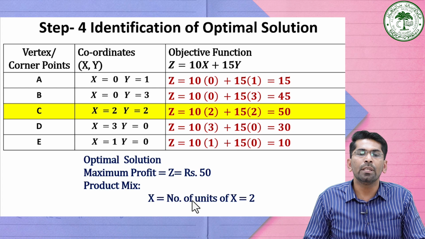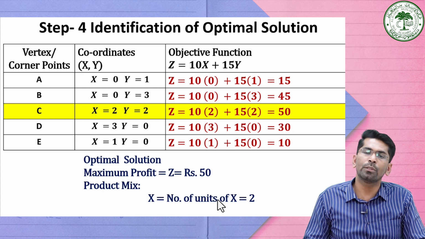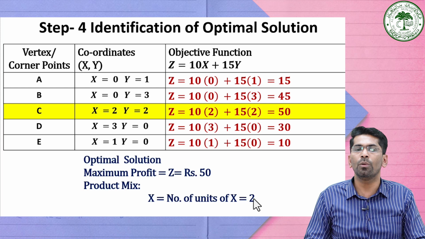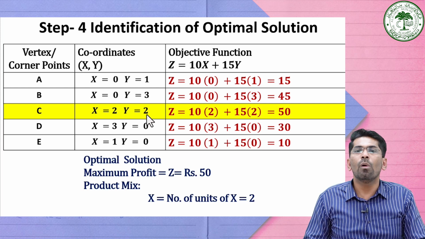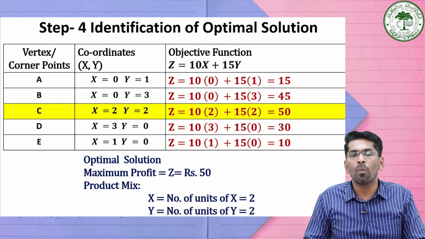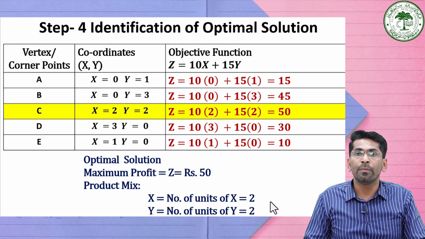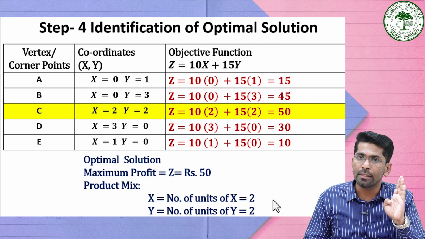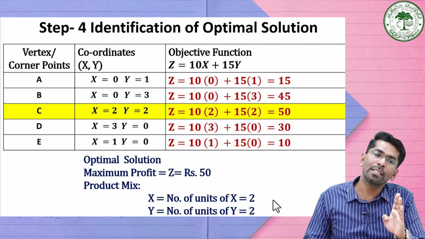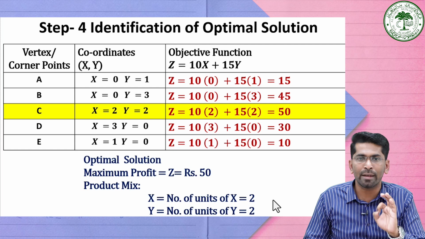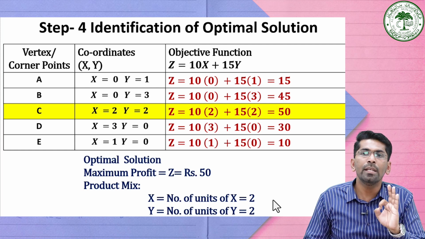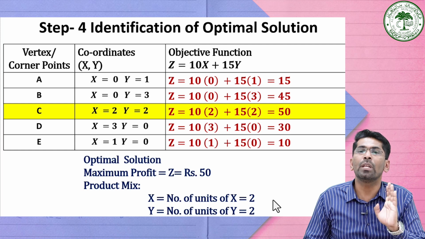At this maximum profit, we produce commodity x equal to 2 units, that is, the number of units of commodity x produced is equal to 2, and at the same time the number of units of commodity y is also equal to 2. So this is the optimal solution for the given problem. We should keep in mind that we considered both constraints, greater than or equal to and less than or equal to, and ultimately reached an optimal solution by considering the example of profit maximization.